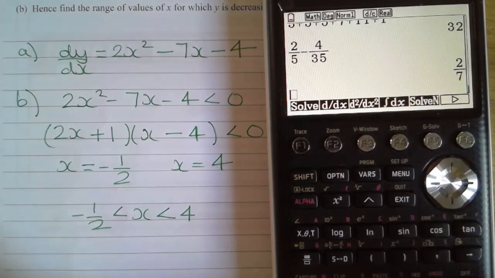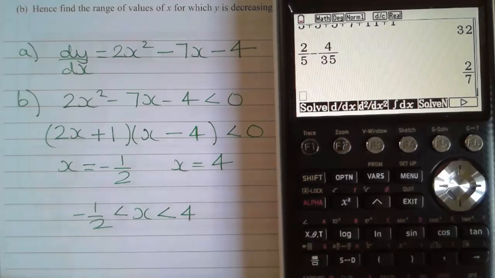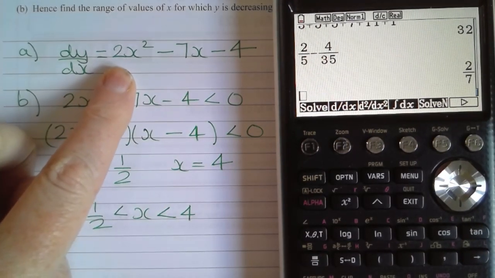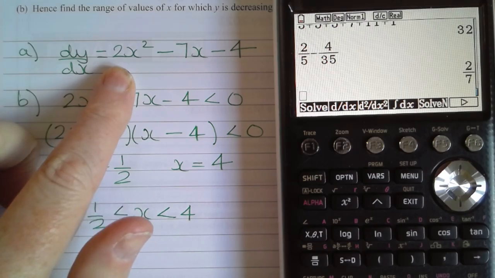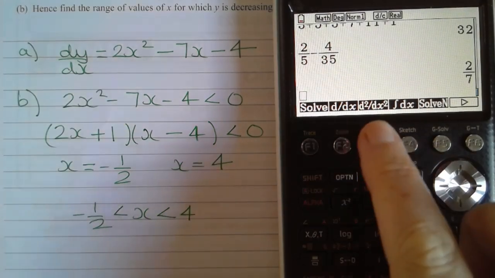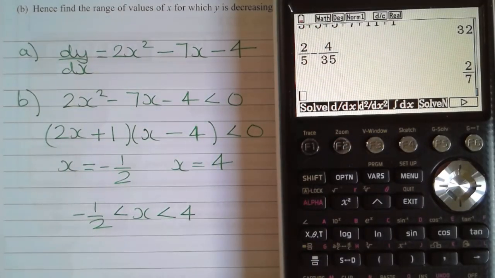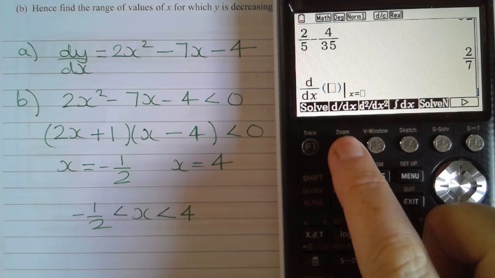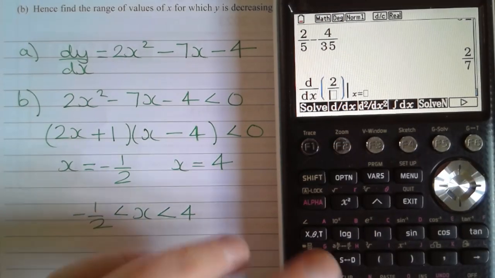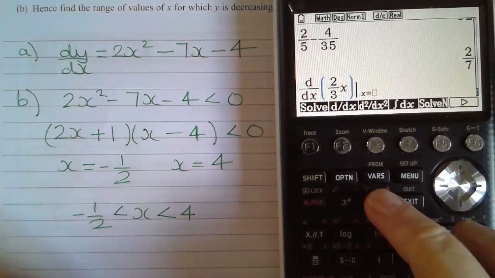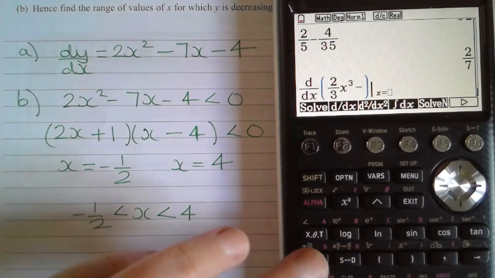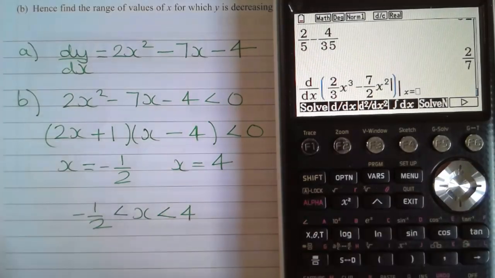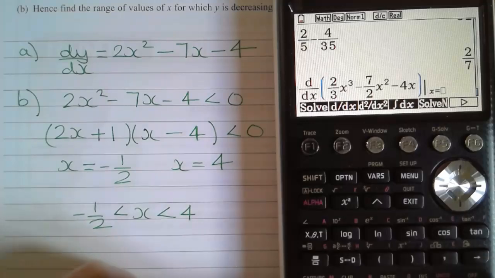Now, I'm not necessarily sure it's worth doing, but you can check, or at least get an idea of whether or not our derivative is correct using the derivative button. Now, you can only do this for specific values. So, for example, I'm going to press Option Calc, and then I want this one. So if I put in the original function, so 2/3 x cubed minus 7 over 2 x squared minus 4x plus 5.